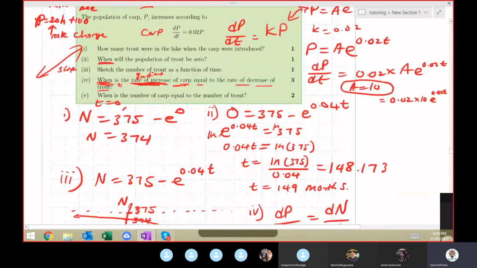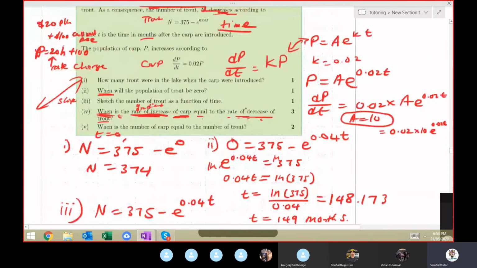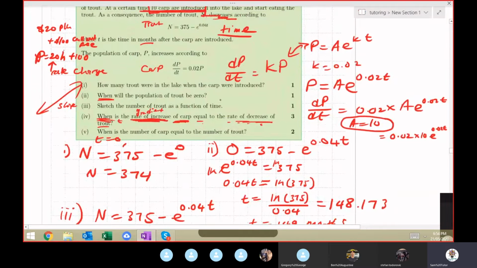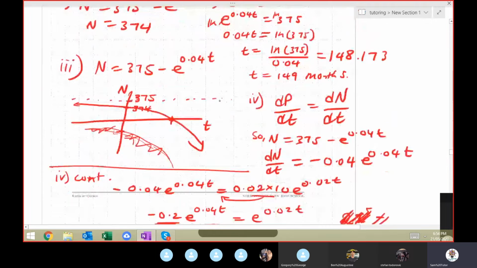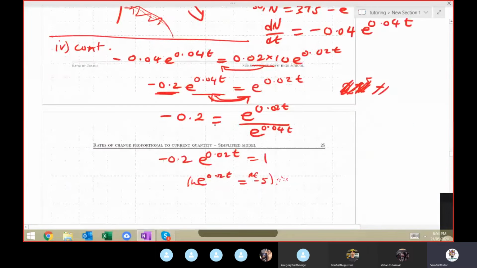When is the rate of increase of carp equal to the rate of decrease of trout? Rate of decrease of trout. That's already a rate of decrease. This is decreasing, this is already increasing. Where am I going wrong here?